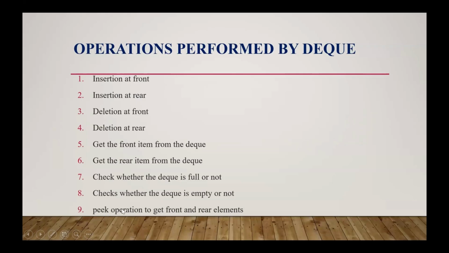Another operation we can perform is the peek operation. Here we can get the front as well as the rear. So those two operations are for the individual front item and the individual rear item. But if you go for the peek operation, it will retrieve both the front information as well as the rear information.